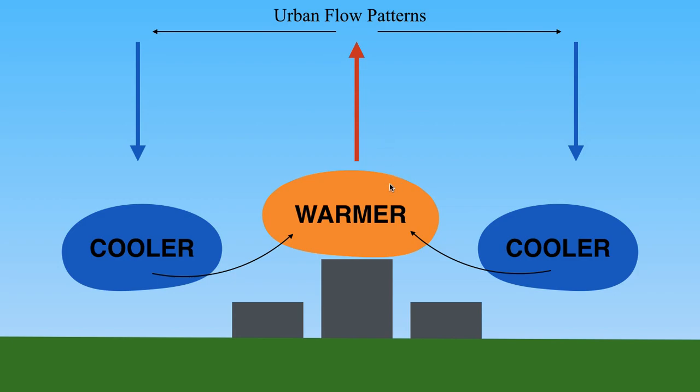And if the properties of this rising air are sufficiently conducive for thunderstorm development, you can actually get some thunderstorms developing as a consequence of this urban circulation here, which again is the same mechanism as the sea breeze circulation, which we looked at in lecture 20.